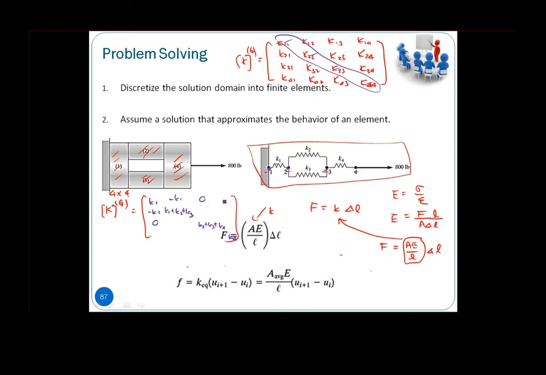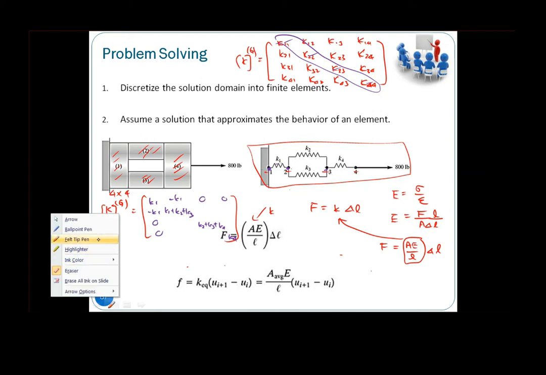1 and 4 also has nothing. Unless you have a spring here connecting to here, then yes, this is 1 and 4. But in that case, 1 and 4 directly, no. So I erase it. Then 0.